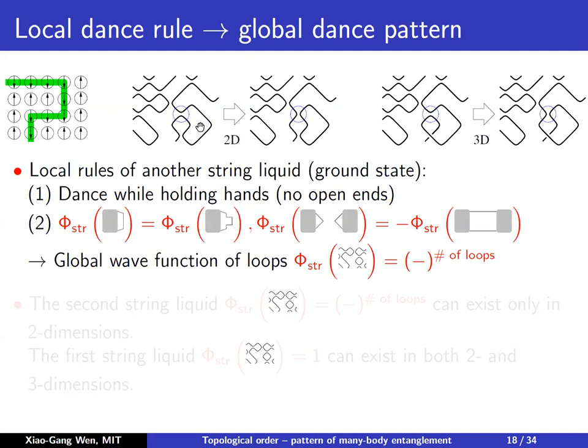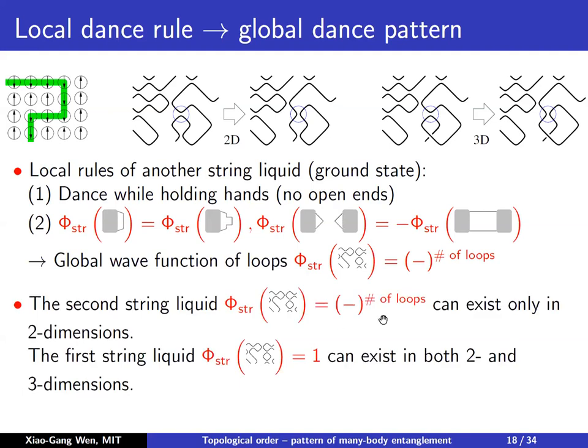From this graph, you can see that in two dimensions, every time the string reconnects, like in this case, we make an additional loop. So the number of loops changes by one, either increasing or decreasing by one. Therefore, this kind of local rule specifies this kind of global wave function, so this wave function is also legal and can exist. However, in three dimensions, this local reconnection does not change the number of loops, because we have a lot of overcrossing.